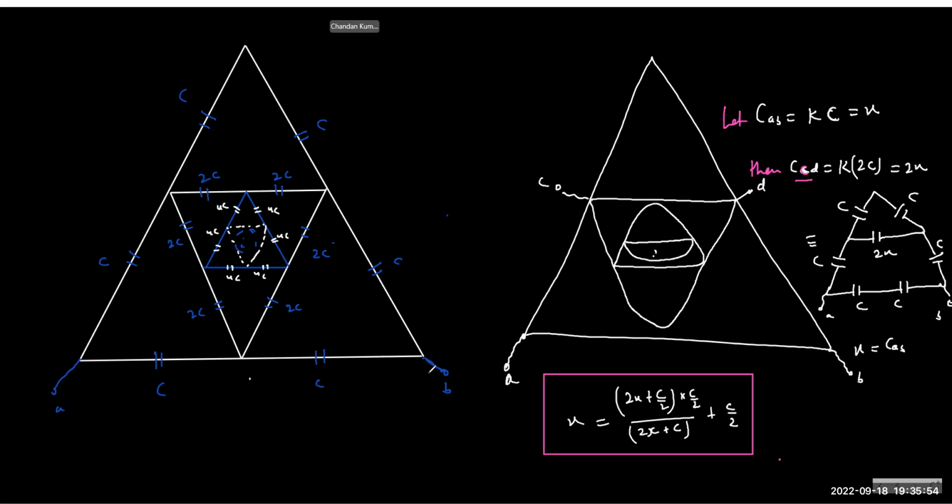Tell me. Sir, I got (1 plus root 7) by (4 plus root 7) into C by 4. Yeah, same. Very good. Yes, sir, I think this is also the right answer. Yes, this is the right answer.